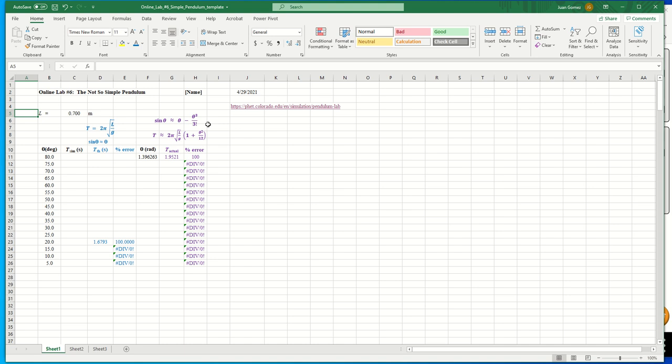And again, the reason being that the purple column, we're not restricting ourselves to the small angle approximation. T is approximately equal to 2 pi root L over G, parentheses, 1 plus theta squared over 12. So we can use that formula to calculate the actual period for any value of theta.